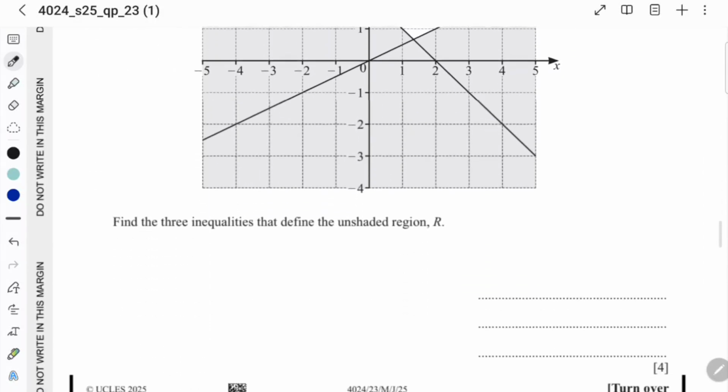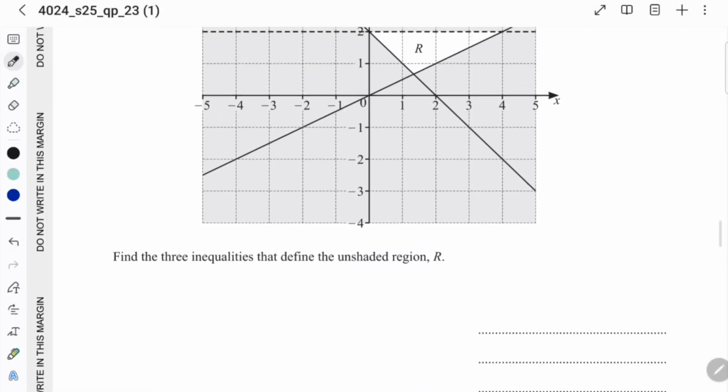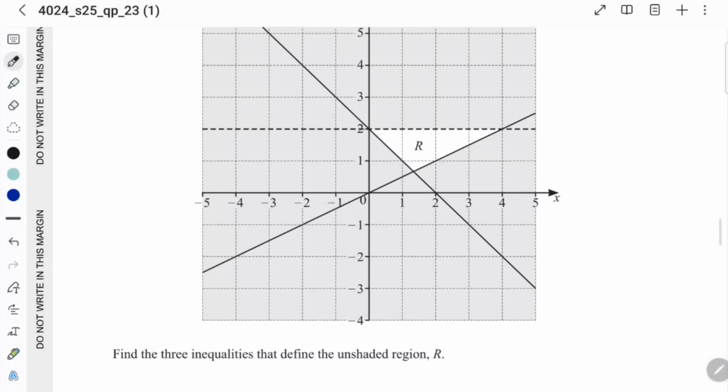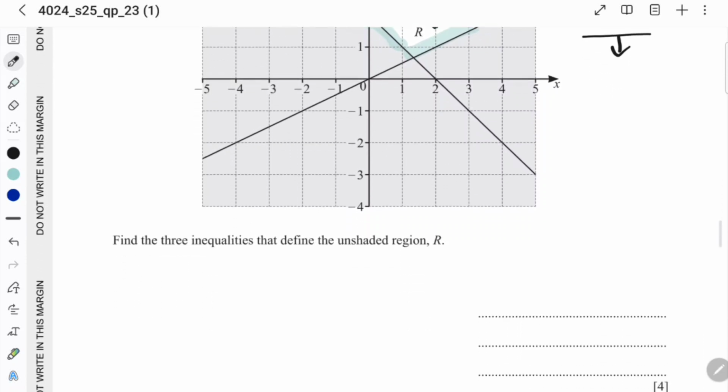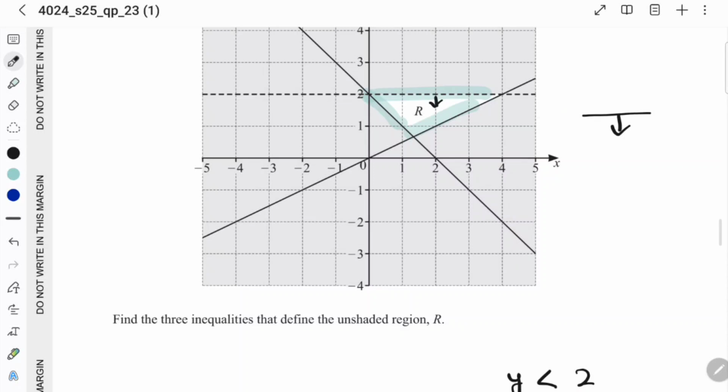Okay, 15th question, inequalities. We'll find the 3 inequalities, define the unshaded region. So there are the 3 inequalities there, 1, 2 and 3. The horizontal line is y, so if we just check, it's below the line. So y, and it's a dotted line, so y is less than 2 because it was below 2. Okay, now the 2 other lines, look at the second one. The second one is this much.